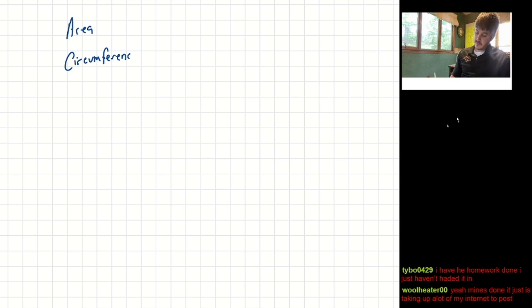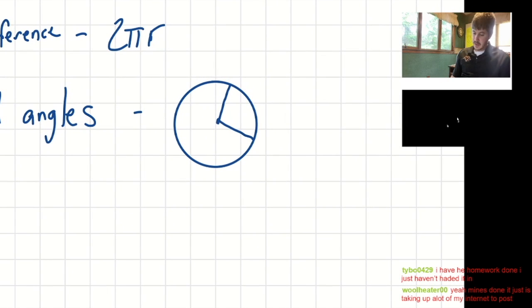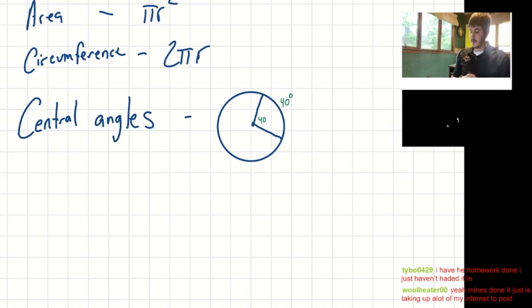This is just a little review on what we've done so far, which is pi r squared and circumference. Oops, I put 2 pi pi. It's 2 pi r. So that's one thing that we did. We did central angles, which come from the center of the circle, and they are always the same degree measure, so 40 degrees, 40 degrees. I'm just arbitrarily using numbers here.